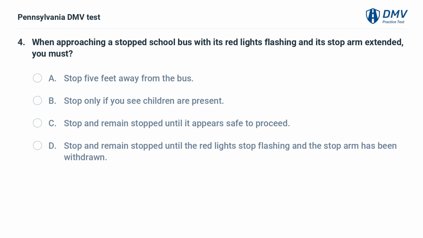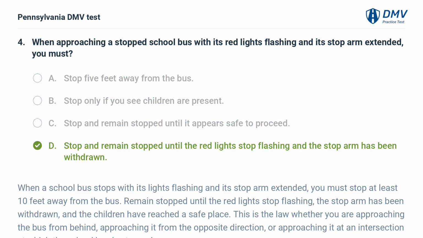When approaching a stopped school bus with its red lights flashing and its stop arm extended, you must A. Stop 5 feet away from the bus. B. Stop only if you see children are present. C. Stop and remain stopped until it appears safe to proceed. D. Stop and remain stopped until the red lights stop flashing and the stop arm has been withdrawn.